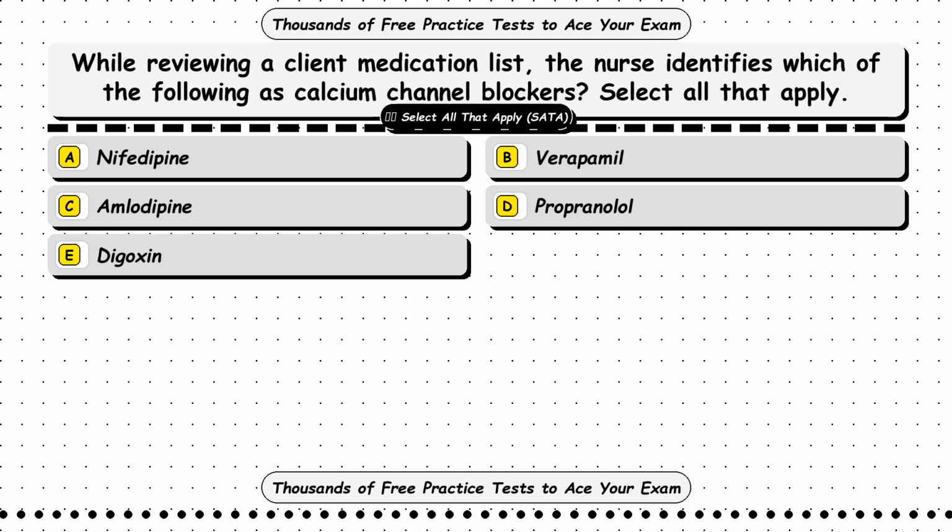Question 82. While reviewing a client medication list, the nurse identifies which of the following as calcium channel blockers. Select all that apply. Option A, nifedipine. Option B, verapamil. Option C, amlodipine. Option D, propranolol. Option E, digoxin.